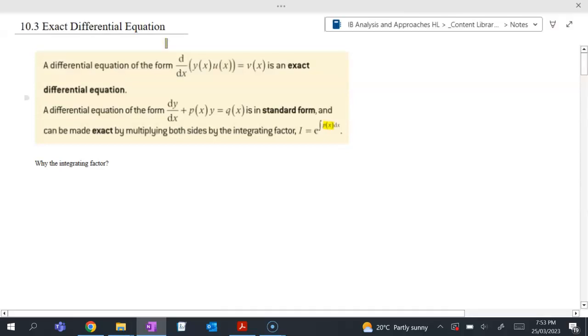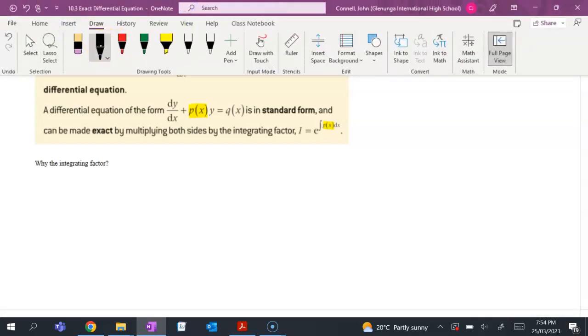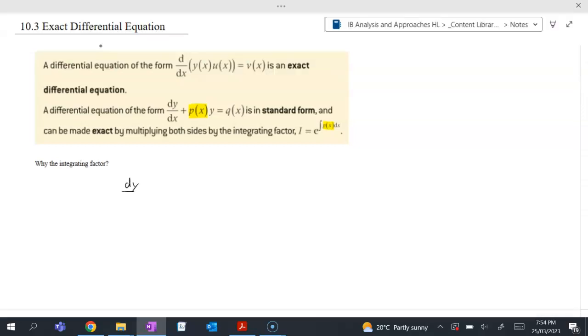So this p of x here relates directly to this p of x here. It's whatever function of x is multiplying y. And then we can multiply both sides of this differential equation by this integrating factor. Why does that work? Why does that make it exact? Well, let's think about it. So I'm talking about dy/dx plus p(x) y equals q(x).